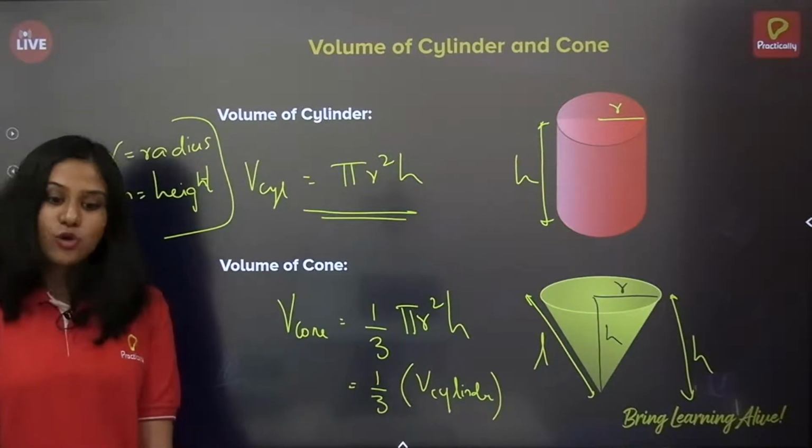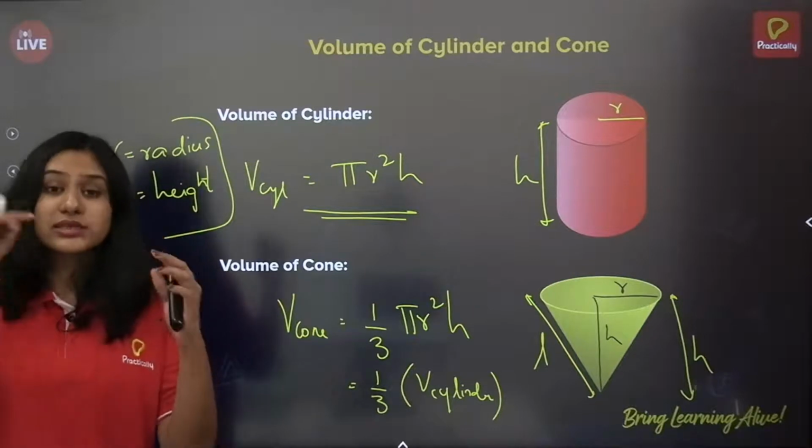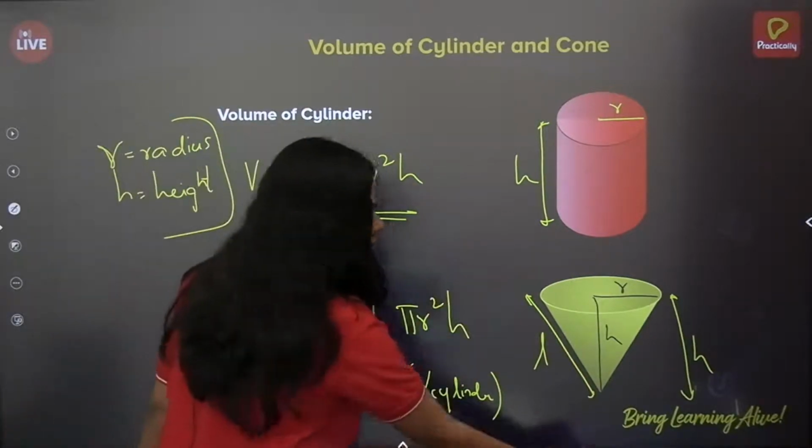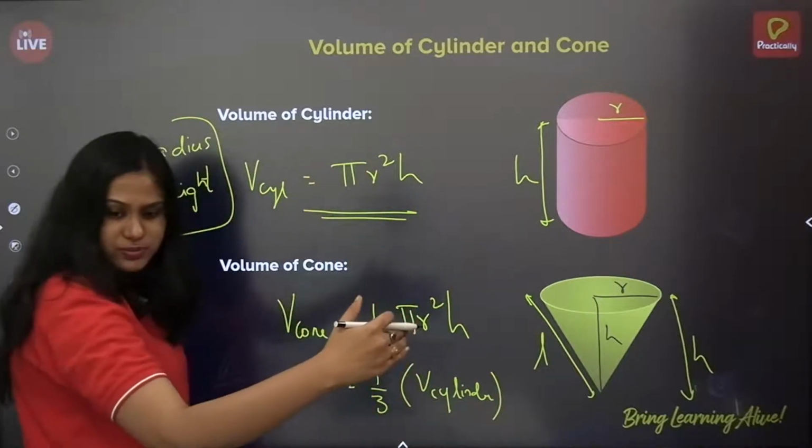So you can remember like this. Slant means what? It is like this, correct? So, slant height will always be a little cross.